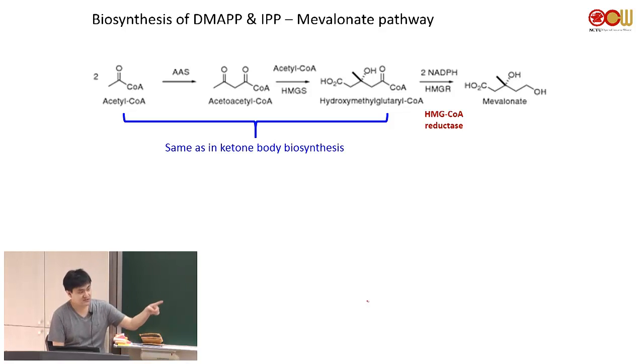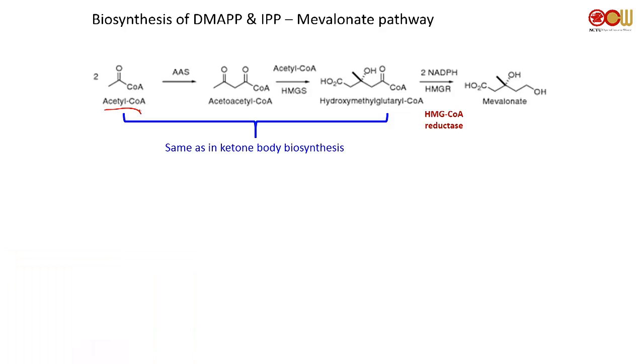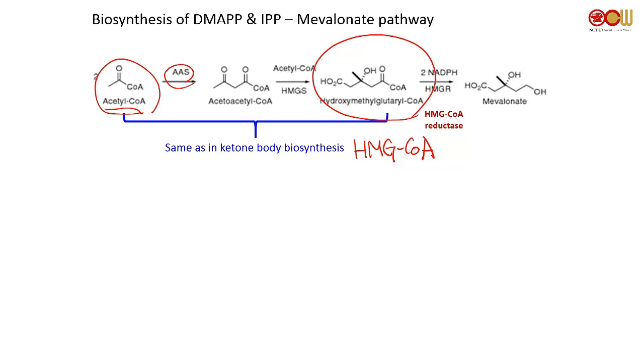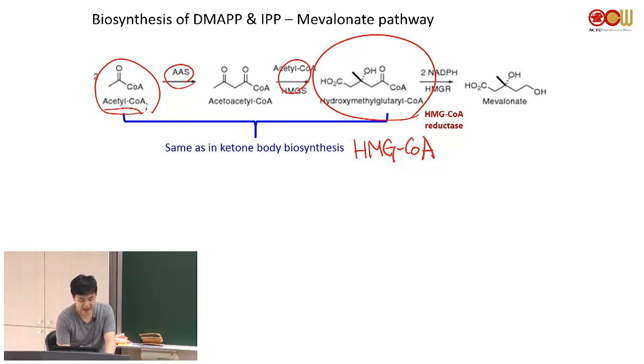So coming from acetyl-CoA, what you're going to do is take acetyl-CoA to this thing called HMG-CoA. These two enzymes you saw before in the ketone body biosynthesis. So you take two acetyl-CoA, add them together, make acetoacetyl-CoA. You add another acetyl-CoA, and then you generate this hydroxymethylglutaryl-CoA, which is HMG-CoA. We're good?